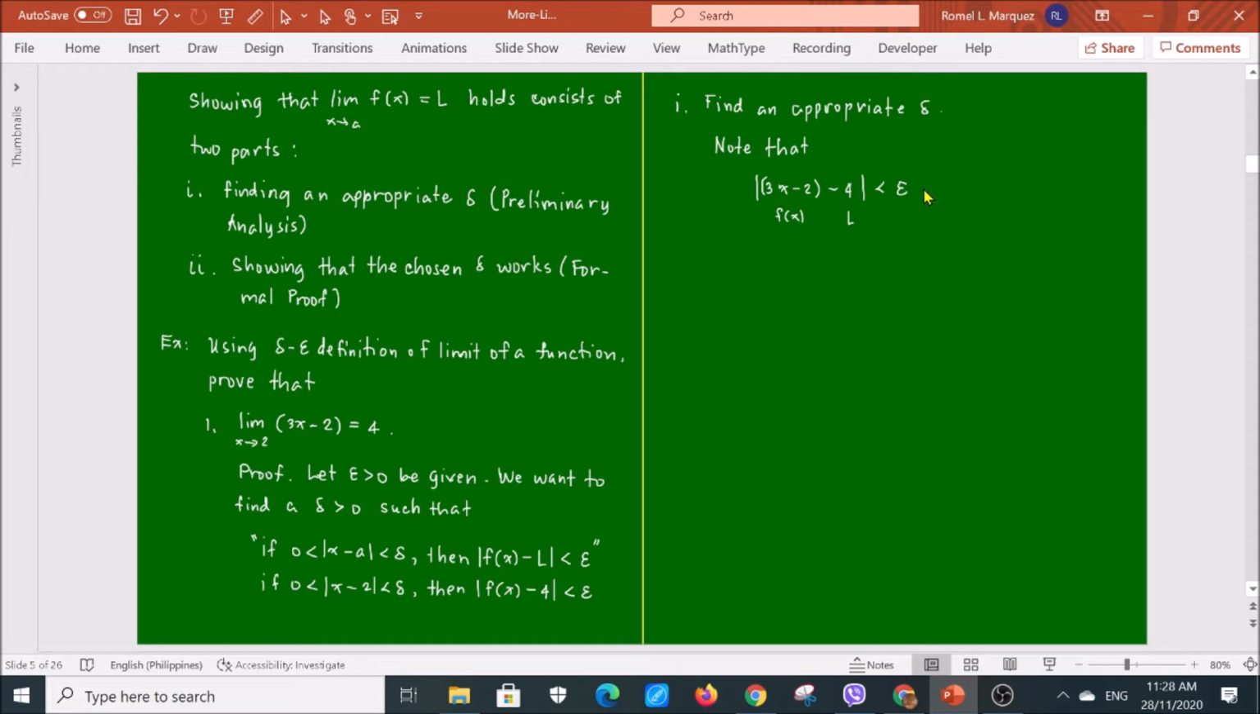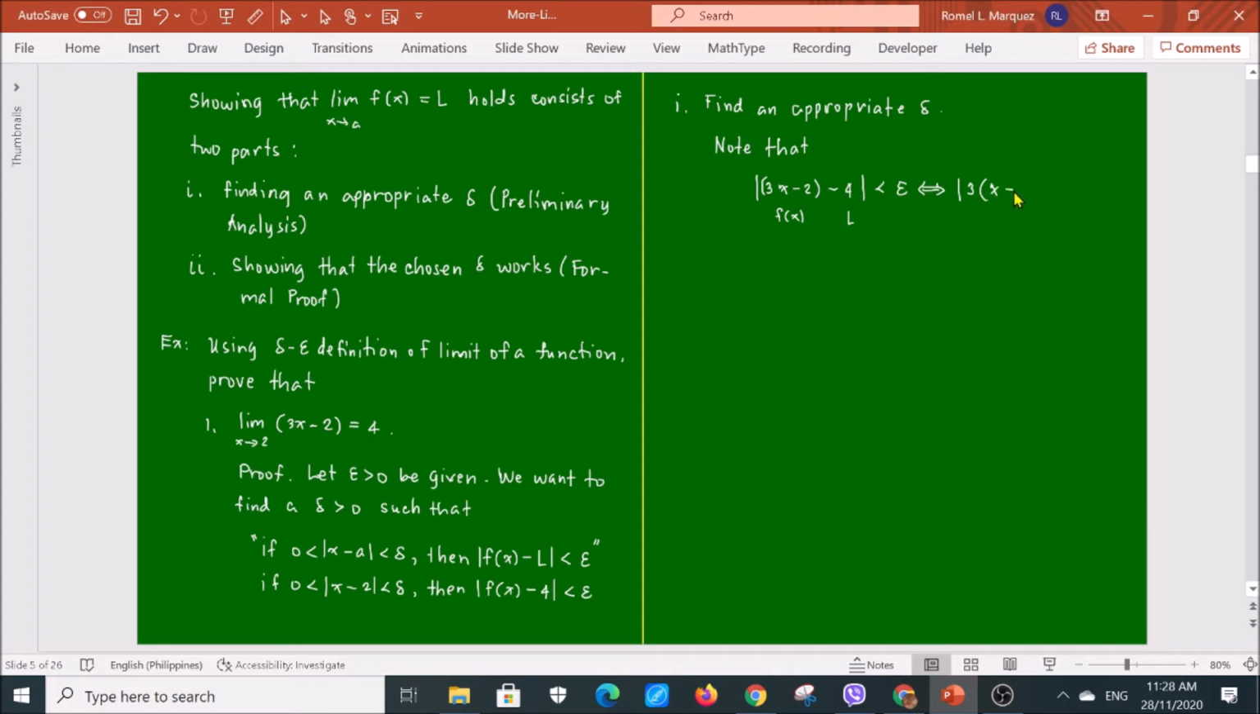So we can express this. So this is equivalent to what? Remember, we're trying to find delta. So we know that the absolute value of f of x minus L is less than epsilon, no? That's actually what we want to prove. But this is equivalent to what? To factor out 3, because we are trying to find delta. So we have to express this in the form of x minus a to find that delta.